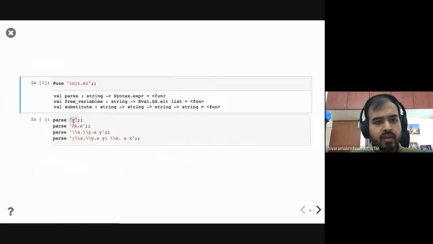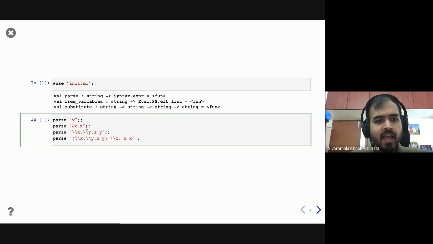Okay. So what does the parser do? The parser takes the string representation of the lambda expression and returns you an abstract syntax tree. This is the type representation, the value representation of lambda calculus. Okay, so the first one is just a variable. You can write lambdas using this Unicode symbol lambda, right? So when you write lambda x.x, it interprets that as an abstraction.